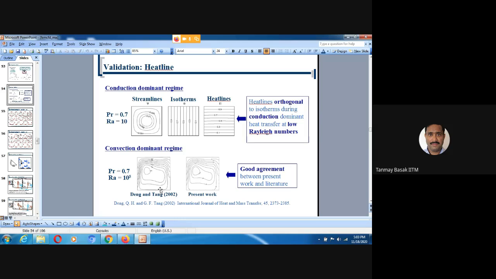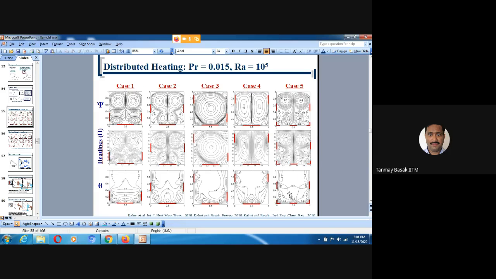And of course, it has been benchmarked with Deng and Tang. As I told, the square cavity heat lines are also already available, but for the irregular domain cavity, much of the work was done by our group from 2006 onwards. So of course we have seen good agreement between the present work and the literature.